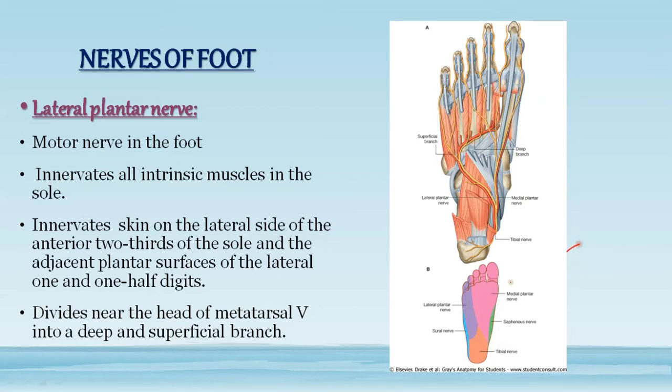Now this lateral plantar nerve innervates the skin on the lateral side of the anterior two-third. This is the anterior two-third. So the lateral side of the anterior two-third and the plantar aspect of the lateral 1.5 digits is supplied by the lateral plantar nerve. Most of the plantar aspect and the plantar aspect of the medial 3.5 digits is supplied by the medial plantar. The lateral aspect of the anterior two-third and the lateral 1.5 digits are supplied by the lateral plantar nerve.